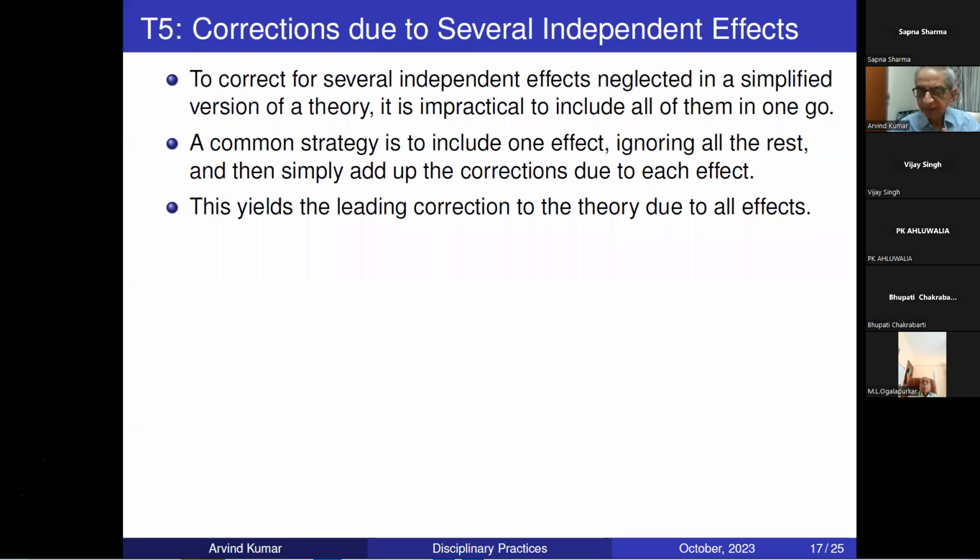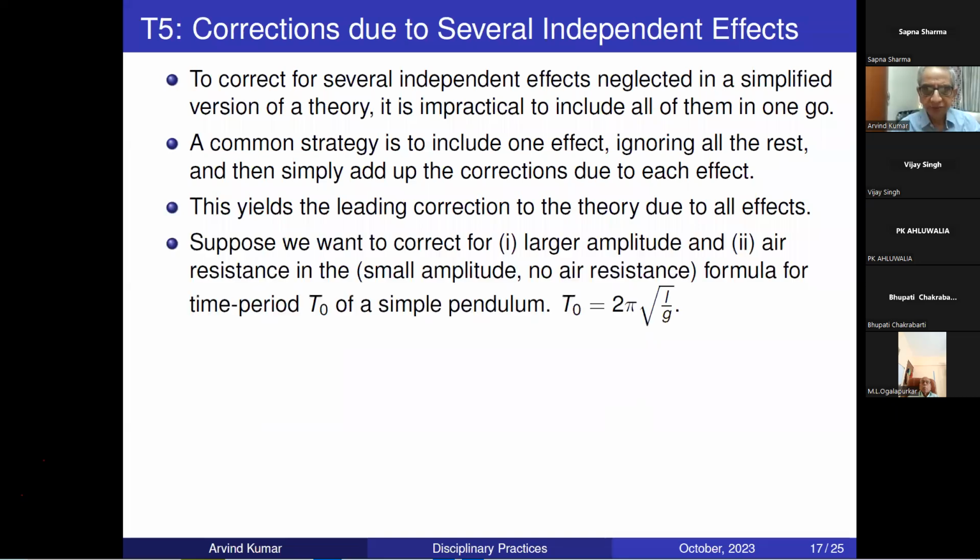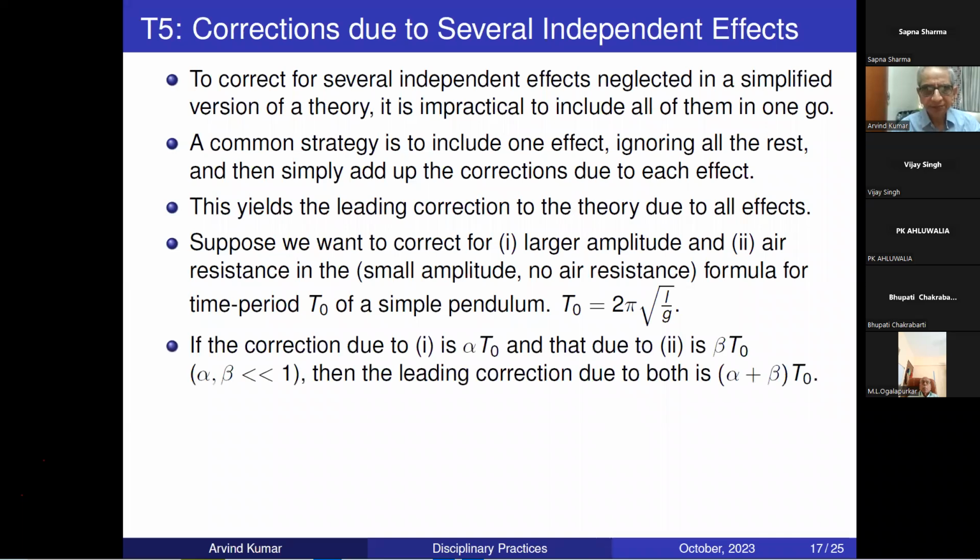So this is a strategy, and it is not very rigorously justified, but it is based on a sense of order. And the sense of order is that to first order, if you do two things, the coupling effect will come in the second order. Suppose we want to correct for larger amplitude and air resistance to the standard formula where there is no air resistance and small amplitude. If the correction due to one is alpha T naught and due to the other is beta T naught, then the leading correction due to both is alpha plus beta. That is the usual physics strategy.